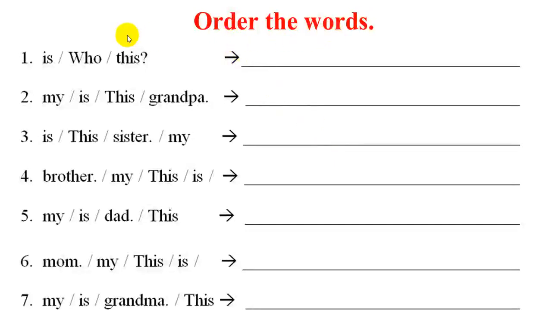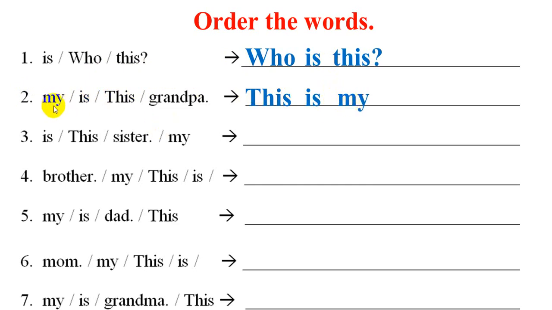Order the words. 1. Is who? This. You write: who is this. Two: this is my grandpa. The others, you do it the same.